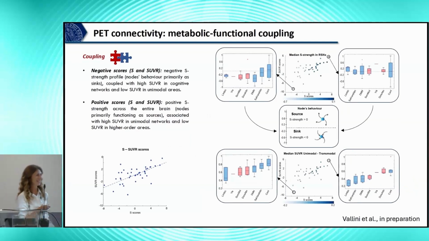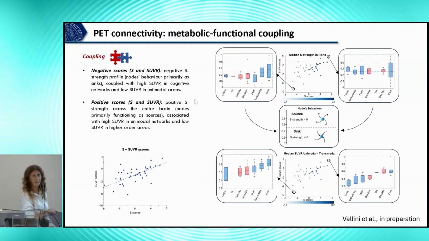This is the last slide, okay. A little bit complex, but it's true. I wanted to show you this. First, this one is really simple. You have S scores, negative and positive, and each dot is a subject. It is a sort of summary of all the parcels inside that subject. And so we have an organization. We have a subject that is acting mainly as a sink.